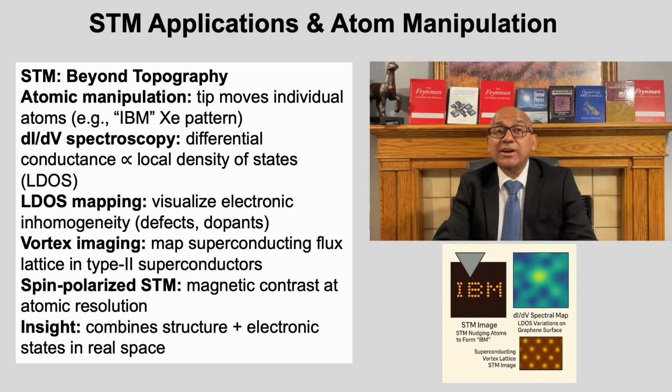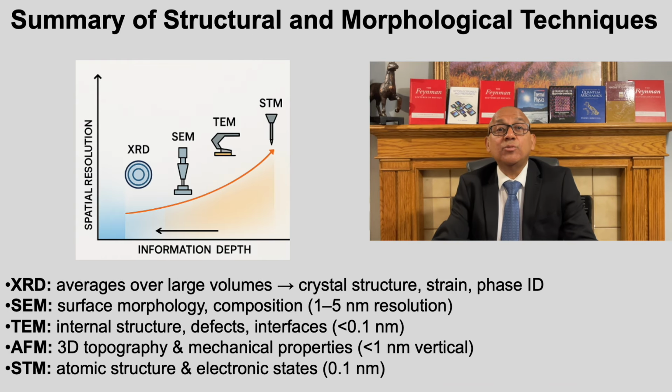In superconducting materials, STM can visualize the vortex lattice that forms under magnetic fields, while spin polarized STM, SPSTM, uses magnetic tips to resolve spin textures and magnetic domains atom by atom. Altogether, these advanced STM modes unify structural, electronic and magnetic characterization, a capability unmatched by any other microscopy technique.